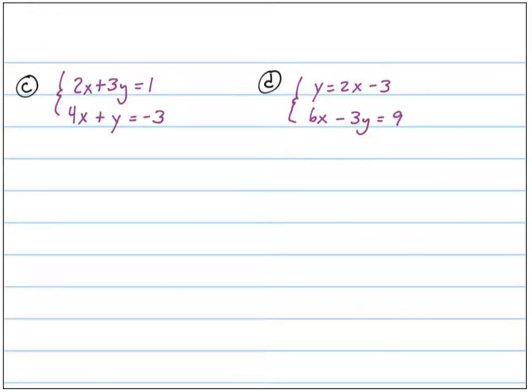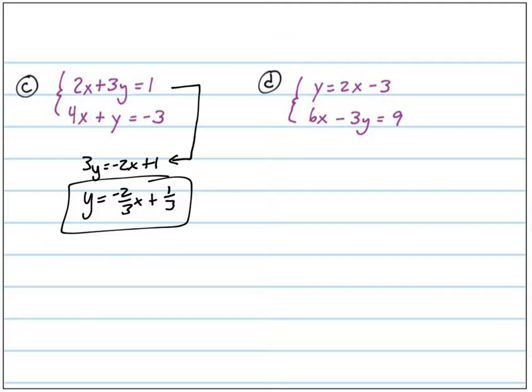Here we have two more examples. We're going to test if they're inconsistent or consistent. We're going to rewrite the equations. For the first one, we have to get into slope-intercept form. We'll move the x over, so we'll subtract it. So we've got 3y equals negative 2x plus 1, divided by 3. y equals negative 2/3 x plus 1/3. So here's our equation. Now we want to do the same thing for the other one. We just have to get the 4x to the other side, so we subtract it. So y equals negative 4x minus 3.